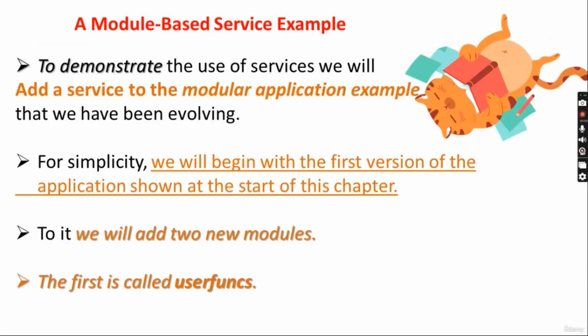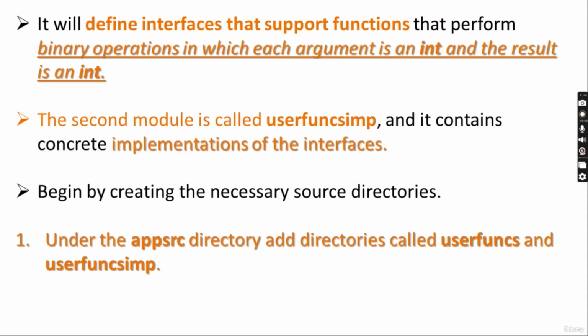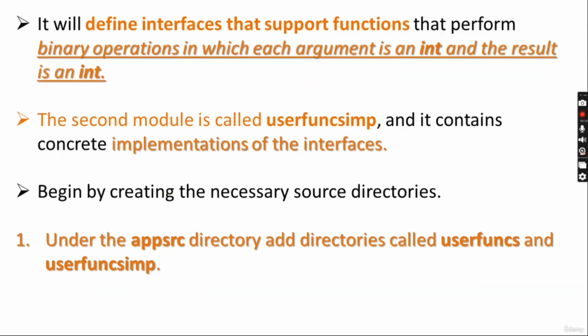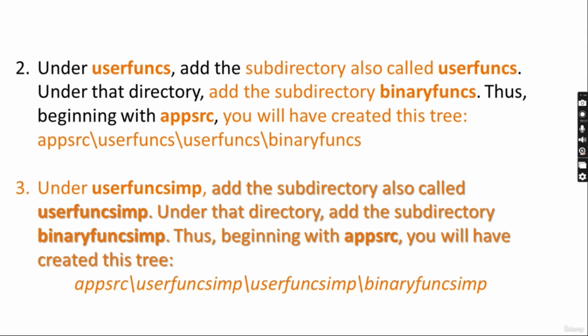So user functions is our first module, and user functions IMP, our implementation, is our second module. Under user functions, add the subdirectory also called user functions. In that, add the subdirectory called binary functions. In that, we will have a service that will perform the binary operation in which each argument is an integer and the result is also an integer. Okay. Beginning with app source, we will have this tree: app source, user functions, and binary functions.